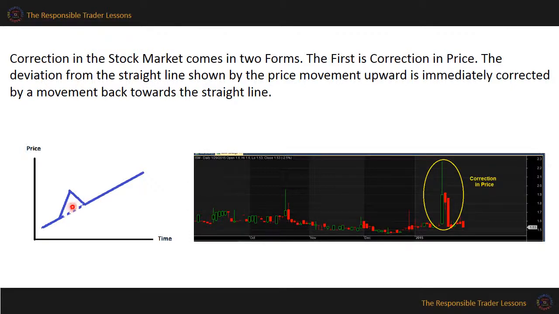The deviation from the straight line, shown by the price movement upward, is immediately corrected by a movement back towards the straight line. Here we have the chart of ISM, where we see this kind of correction. The upward price movement is immediately corrected by a downward price movement.